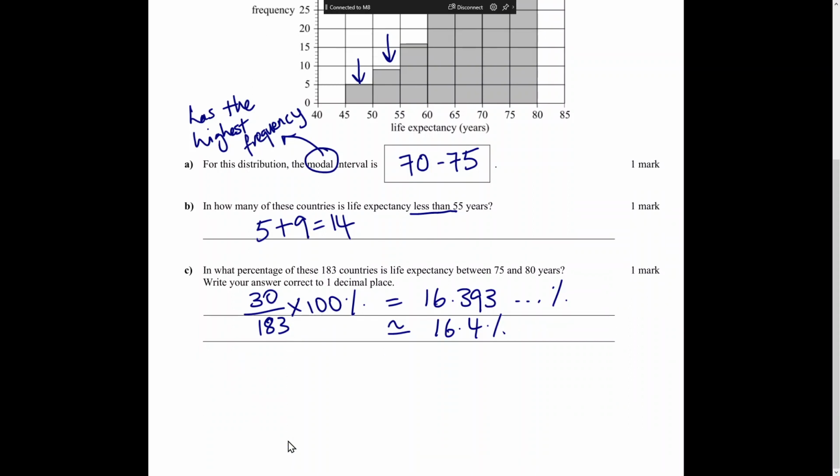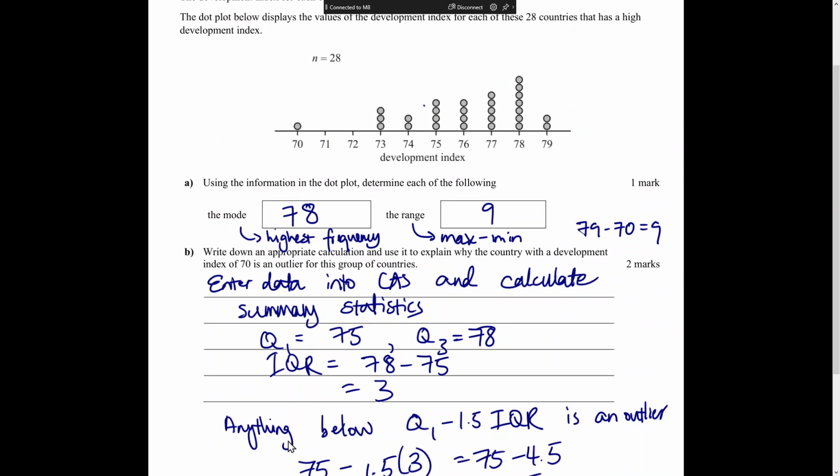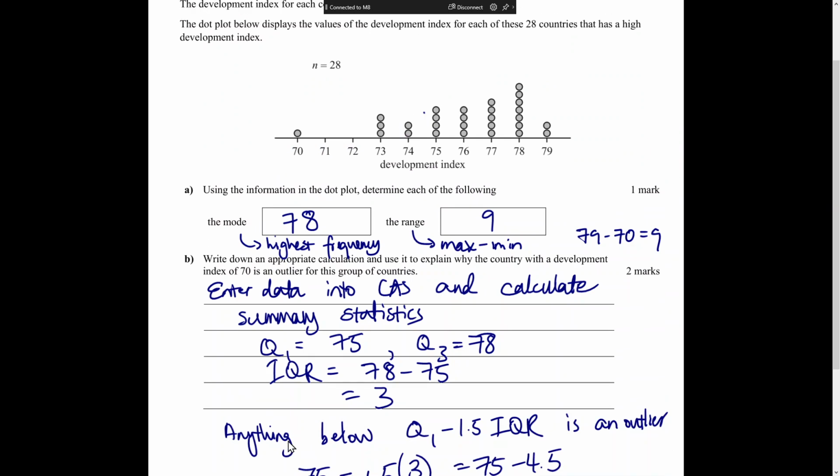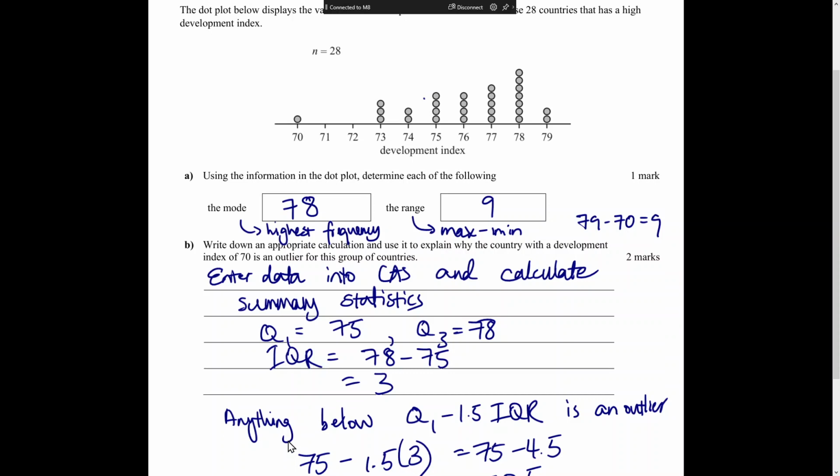Okay, and then question 2, in the short answer section, part A was done all right. Remember that the range is the maximum minus the minimum. So some people wrote 10 for the range because there's 10 values from 0 to 9 or 70 to 79. But we just want to take the difference between the highest and lowest values.